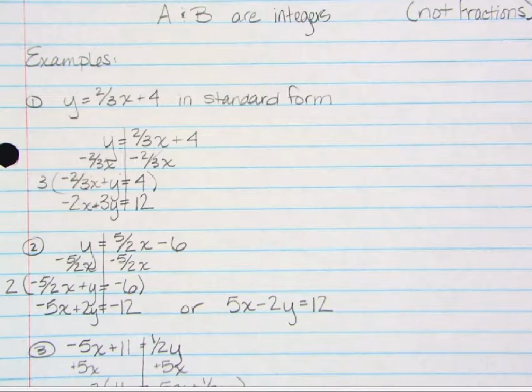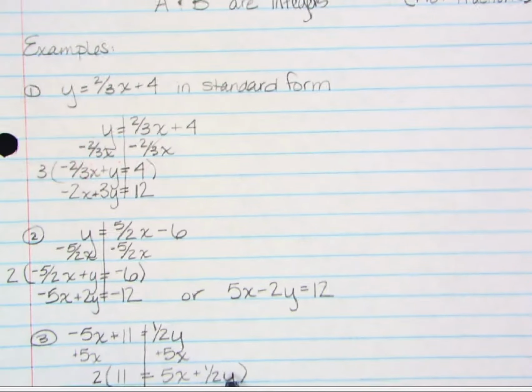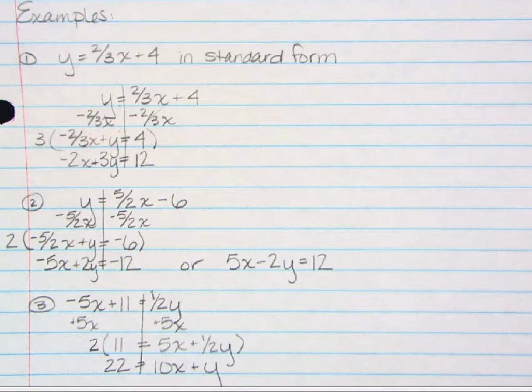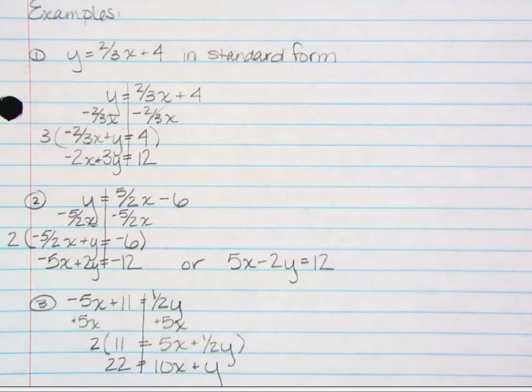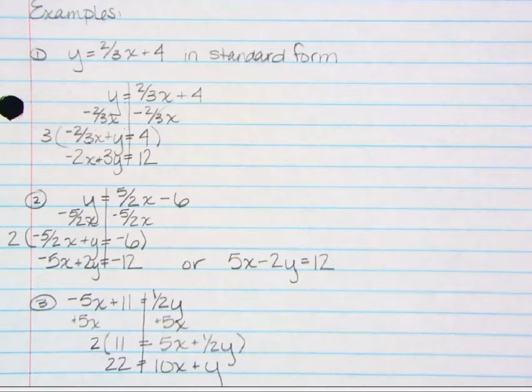All right, here's another equation. This time, it's not in slope-intercept form. That doesn't matter. I'm still going to combine my x and my y to the same side of the equal sign, which I've done here. And to do that, I add 5x to both sides. It doesn't matter that x and y are on the right now. I'm still going to multiply by the denominator, and then I'm going to get my answer of 22 equals 10x plus y. It's the same idea.